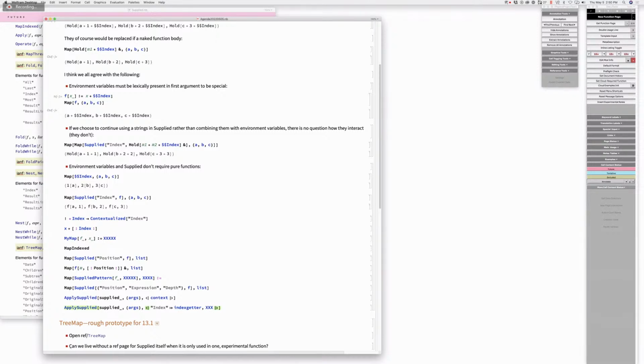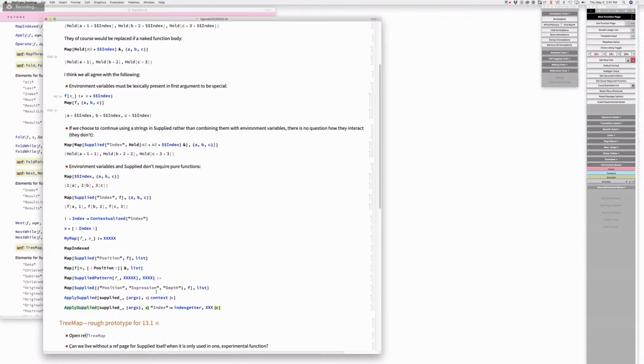Go ahead. Right. So, the one thing on this agenda that's important for 13.1 is that we did implement a supplied for tree map. And so we need to review that. Are we okay if supplied is only going to exist in this one experimental function? Are we okay not having a ref page for supplied? I'm not keen on this. I mean, how important is it?